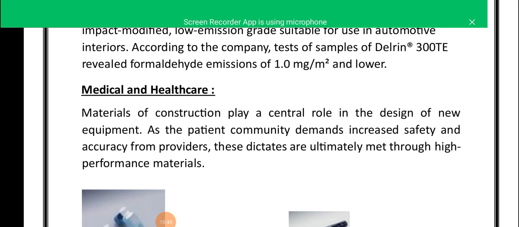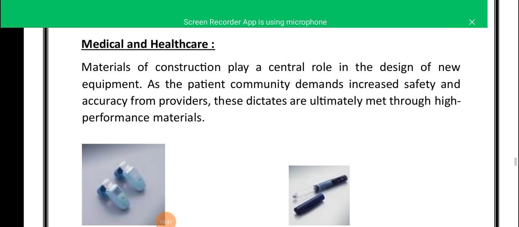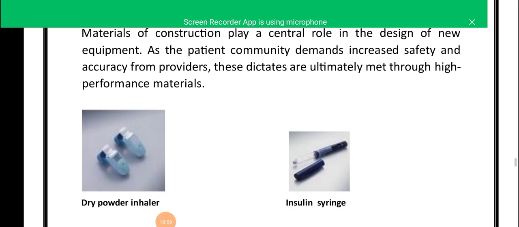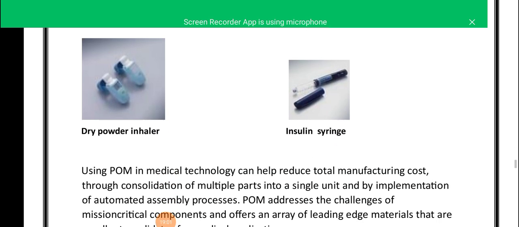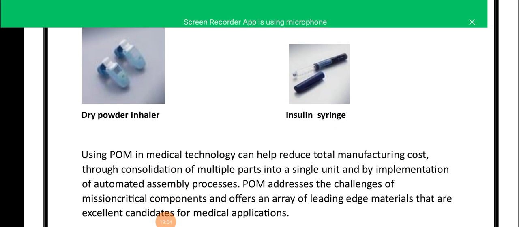Medical and healthcare. Materials of construction play a central role in the design of new equipment. As the patient community demands increased safety and accuracy from providers, these dictates are ultimately met through high performance materials like powder inhalers and insulin syringes.